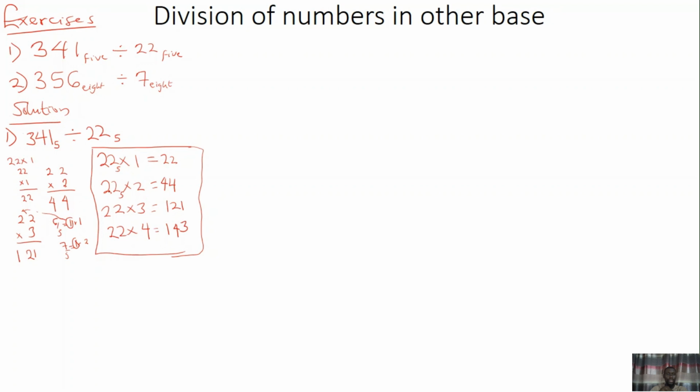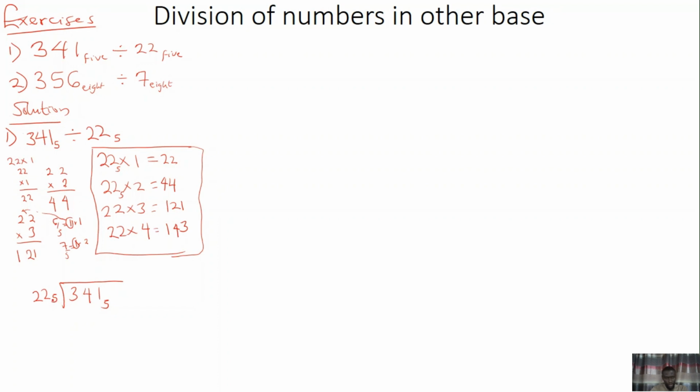Now that we have gotten the multiplication table of 22 in base 5, this is what we'll be using when we are doing our long division. Now let's do the long division and see what 341 divided by 22 will be. Let's draw it here. We are dividing 341 in base 5 by 22 in base 5.